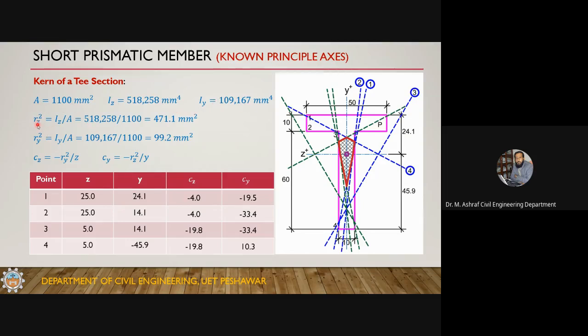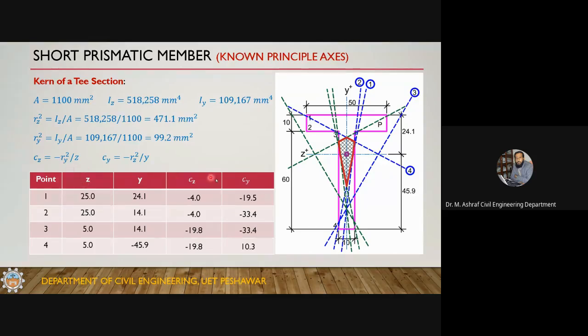Let's calculate the radius of gyration squared. So Rz square is 471 millimeter square and Ry square is 99.2 millimeter square. And these are the Cz and Cy equations. You have the Rz and Ry expressions, you know these things.